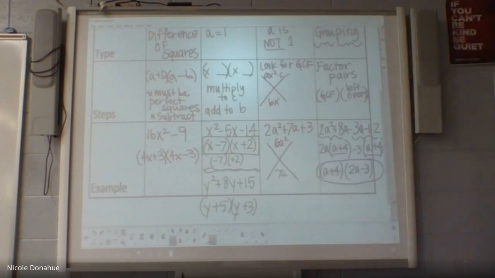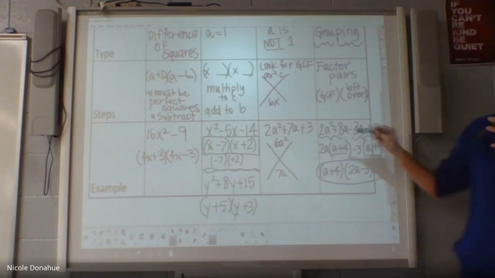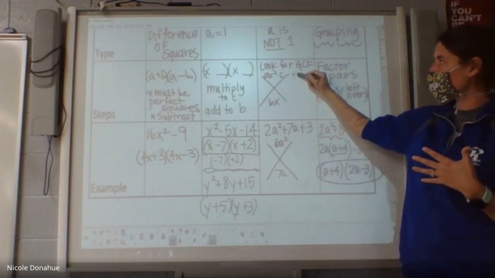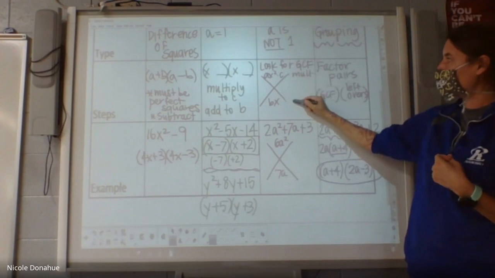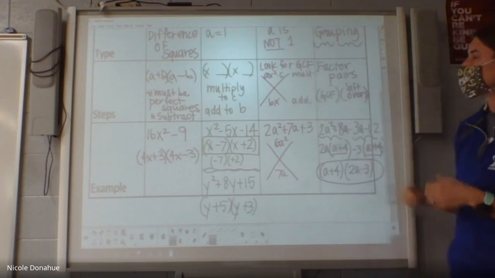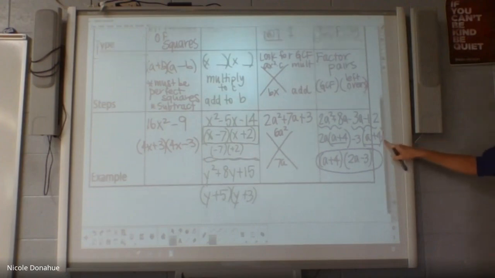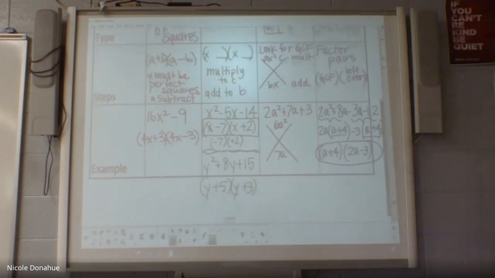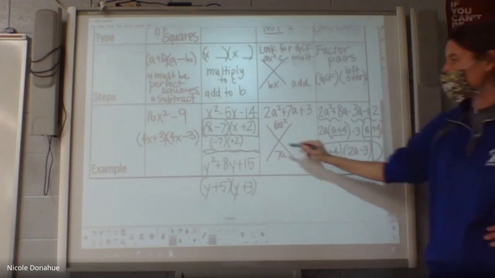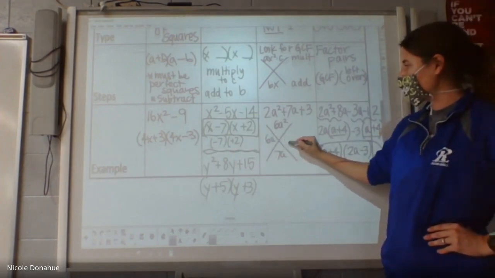Now with this, the x is just supposed to keep us organized. We want to use this to multiply to get the top number, but add to get the bottom one. So I'm going to multiply to get 6a to the second, but add to get 7a. What multiplies to give me 6a to the second, but when I add them, they give me 7a? 6 and 1. So it's 6a and 1a.